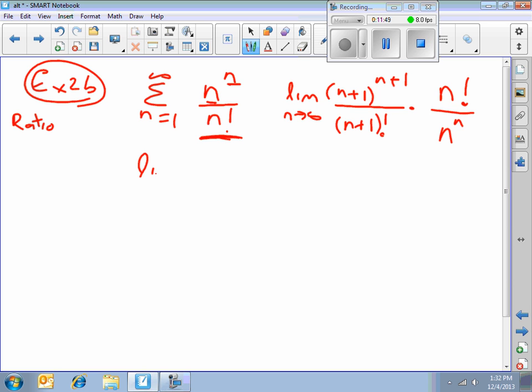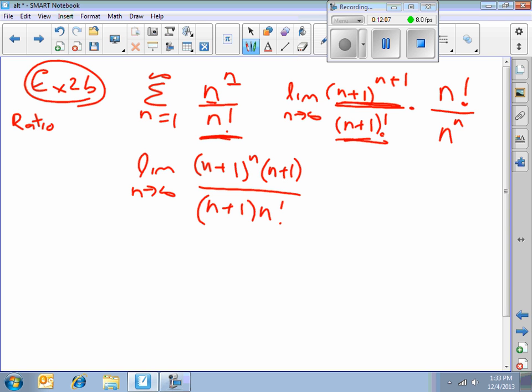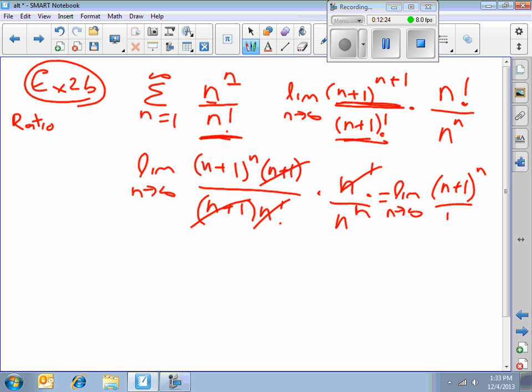This is the limit as n approaches infinity of n plus 1 to the n times n plus 1. Just like I did with 2 to the n plus 1 is 2 to the n times 2, the same logic I used on that one. Over n plus 1 times n factorial. We've done that a couple of times, just rewriting it like that. Times n factorial over n to the n. Well, the n factorials cancel out, the n plus 1's cancel out, and that leaves me with the limit as n approaches infinity of n plus 1 to the n over n to the n.